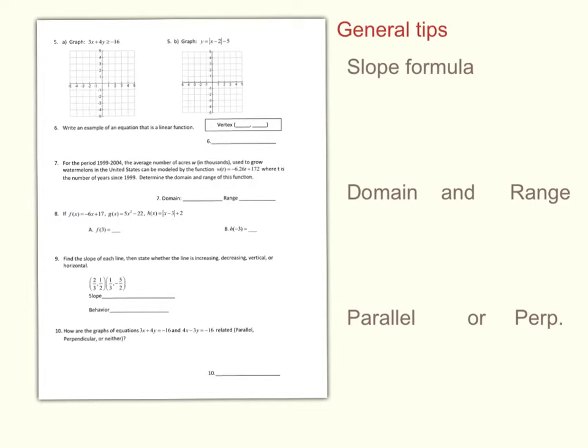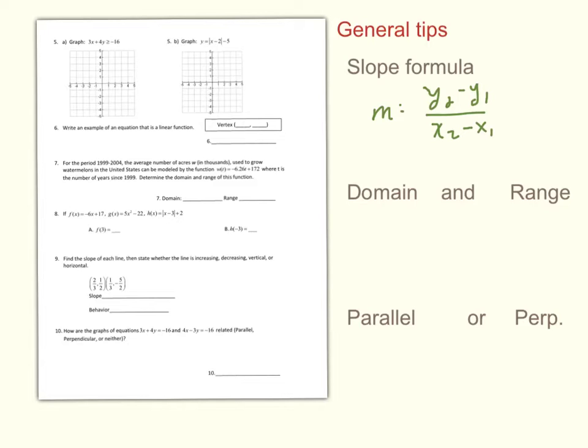Here it is. The slope of a line given 2 points is y2 minus y1 over x2 minus x1. So the difference in the y's over the difference in the x's. That's your rise over your run. That's the formula. If you're given 2 points, that's how you're going to do it.